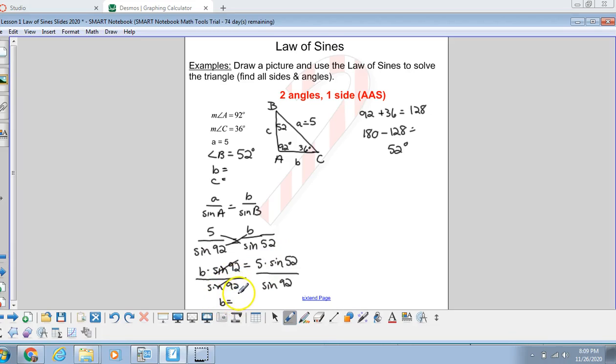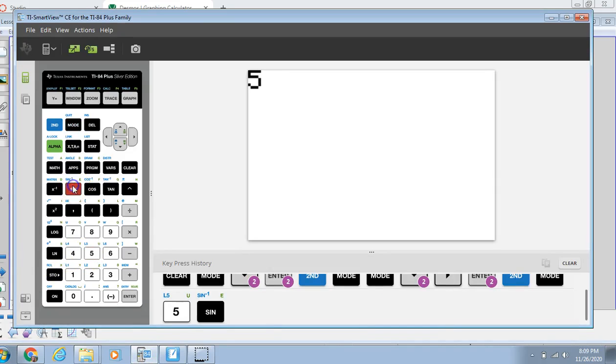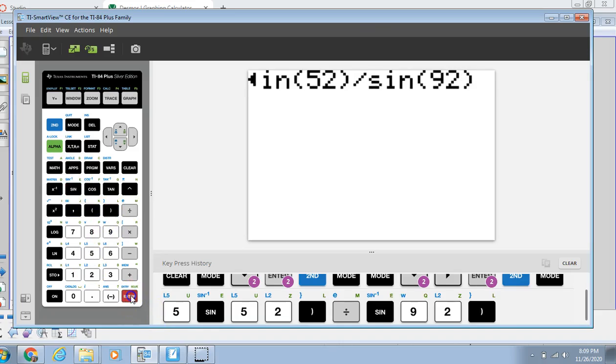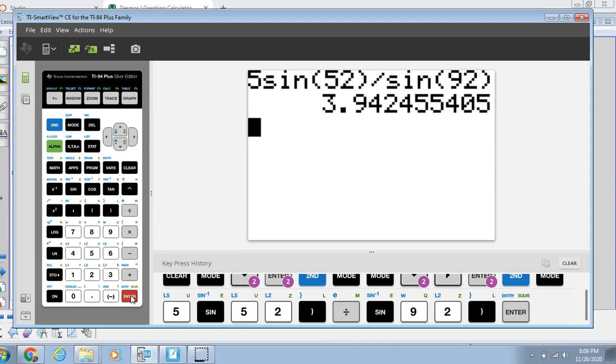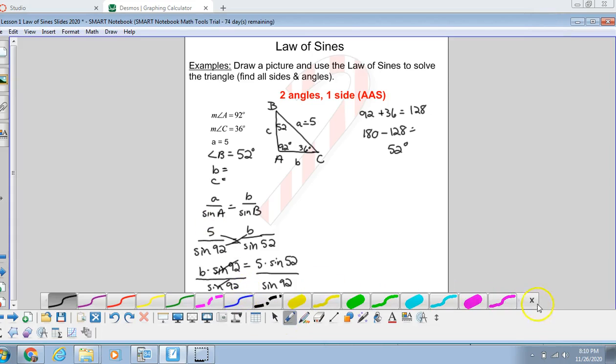So I'm going to first go over to my graphing calculator, and I'm going to plug that in. Then I'm going to go over to Desmos and plug that in. So first, with our graphing calculator, I'm going to put in 5 times the sine of 52. Make sure you close your parentheses here. 5 times the sine of 52 degrees divided by the sine of 92. And when I press enter, I get 3.942. We want to round to the nearest tenth, so that would be 3.9 for B. So B is 3.9.